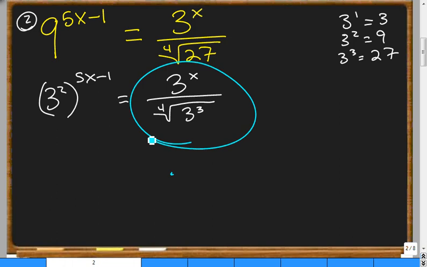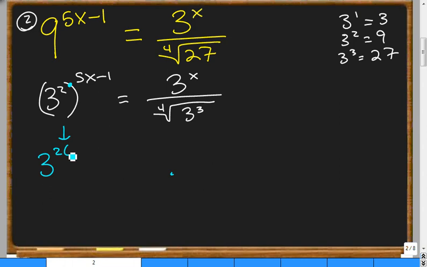This side over here, I've still got two different parts. They have the same base, so we can go ahead and start trying to put them together. On this side here, anytime you take an exponent to another exponent, you have to multiply those exponents. So you're going to get 3 to the 2 times 5x minus 1. We still have a 3 to the x here. And the bottom here, we can rewrite this as 3 to the power of 3 and the root of 4. So this is 3 to the 3/4.